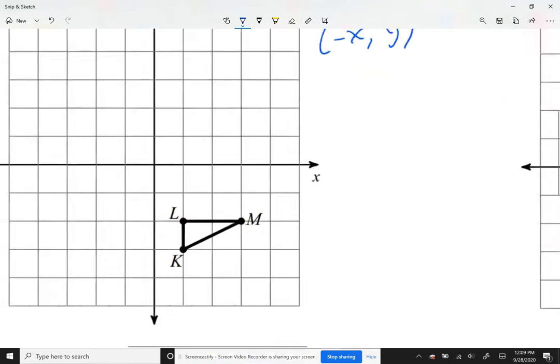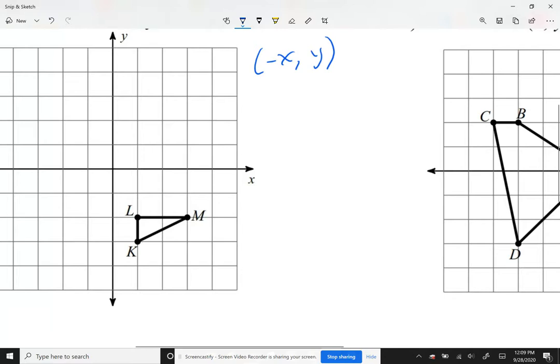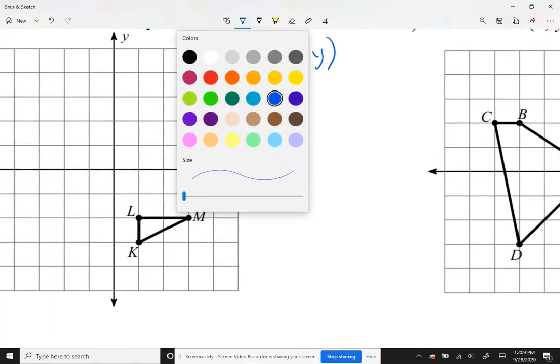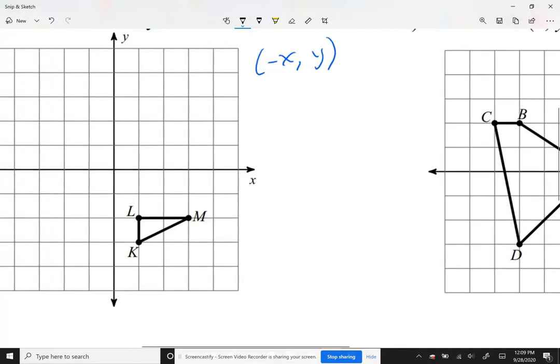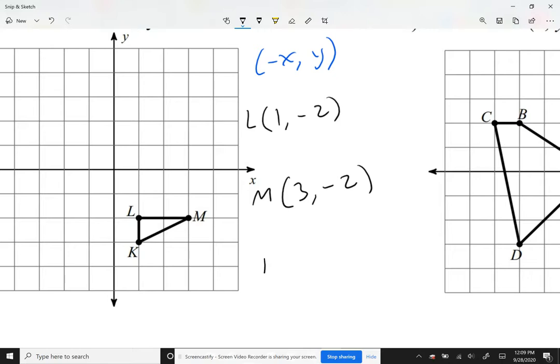Okay, so the way I'm going to work this, first of all, let me get the coordinates that I have to begin with. If I'm looking at L, the coordinates of L are (1, negative 2). If I'm looking at M, the coordinates of M are (3, negative 2). And if I'm looking at K, my coordinates are (1, negative 3). So I look at the coordinates I have to begin with.